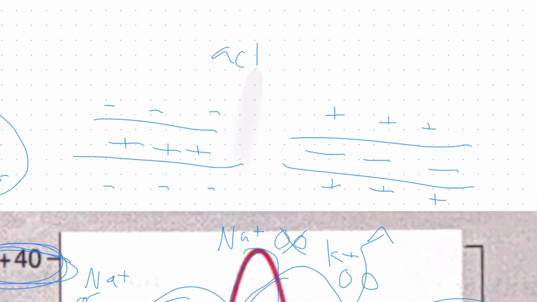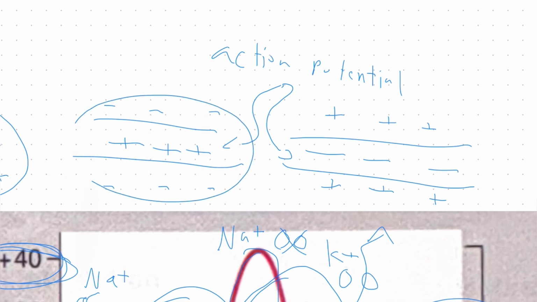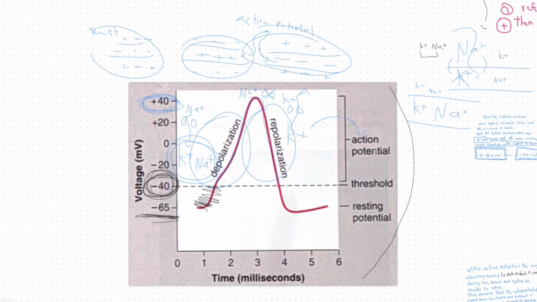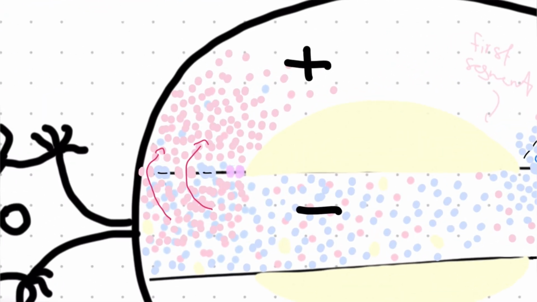Action potential consists of two parts: when the inside is positive, which is depolarization, and when the inside is negative, which is repolarization. It ends when it reaches negative 40 millivolts. Here what happens is that potassium gated channels open and potassium ions rush out of the cell.